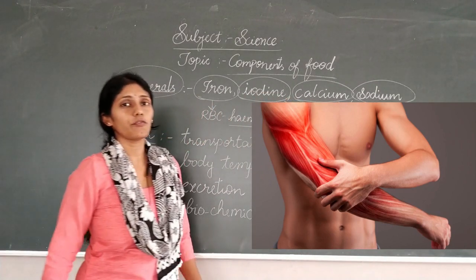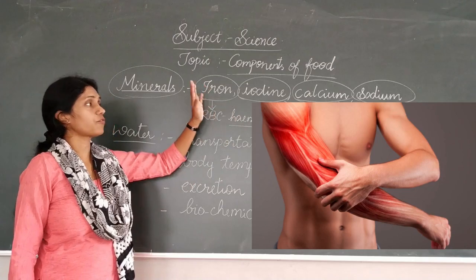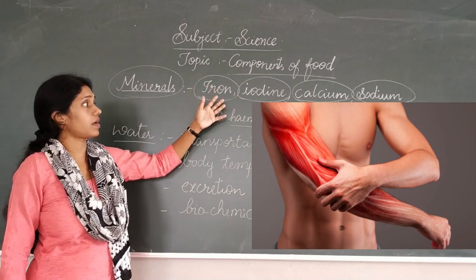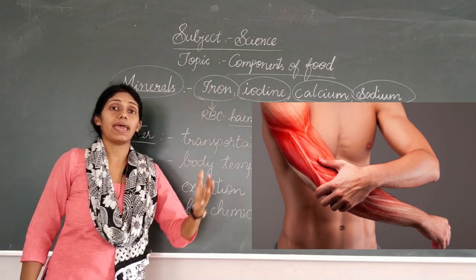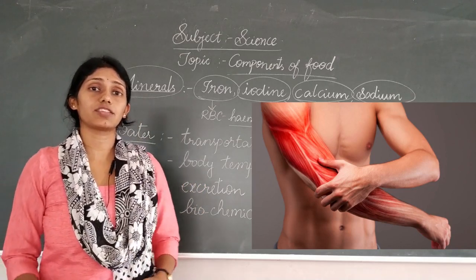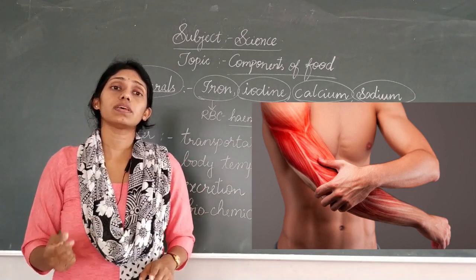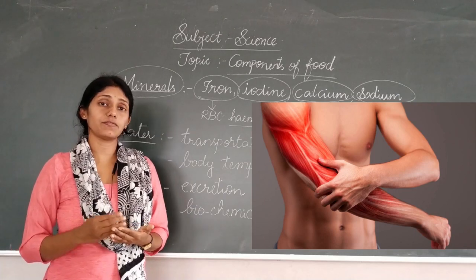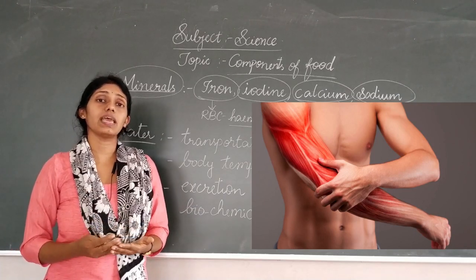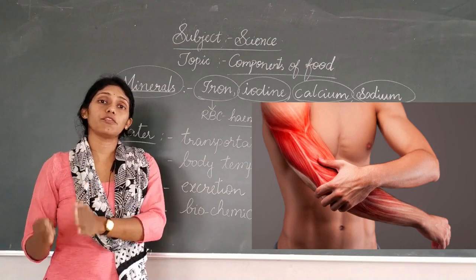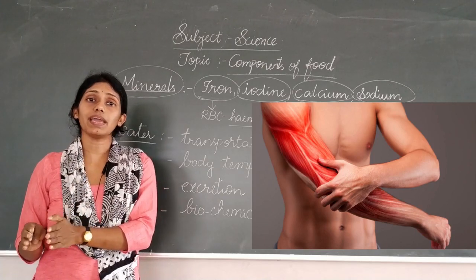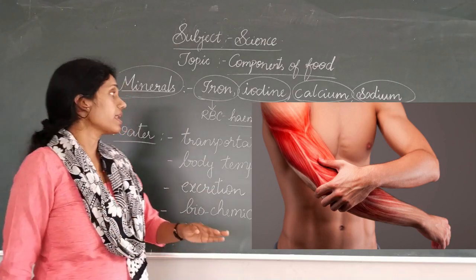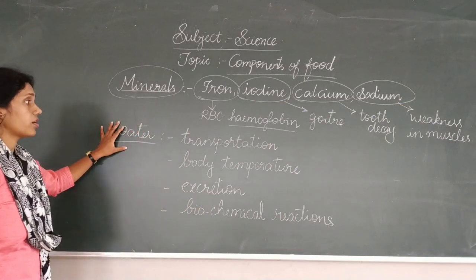So I have taken only a few examples here of some minerals like iron, iodine, calcium, and sodium. A table is given in the textbook where it shows the type of mineral, the sources, in which food it is present, and then the deficiency diseases caused by that. Okay, children. And next is the water.